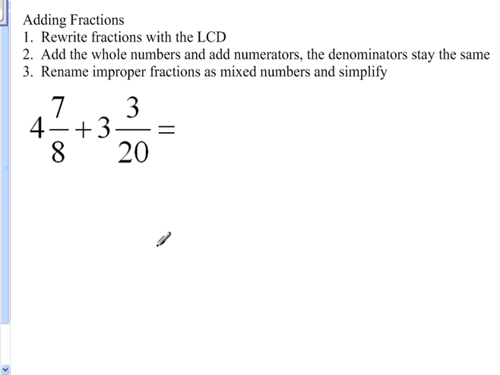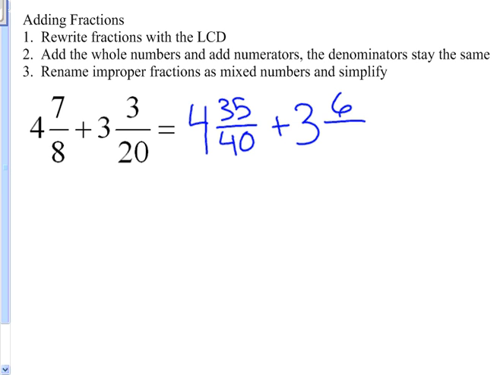So in our first example, 4 and 7/8 plus 3 and 3/20, the lowest common denominator of these fractions is 40. So I'm going to rewrite 4 and 7/8 as 4 and 35 over 40. I get 35 over 40 because 8 times 5 is 40 and 7 times 5 is 35. I'm going to add that to 3 and 6 over 40. And I get the 6 over 40 because 20 times 2 is 40 and 3 times 2 is 6.